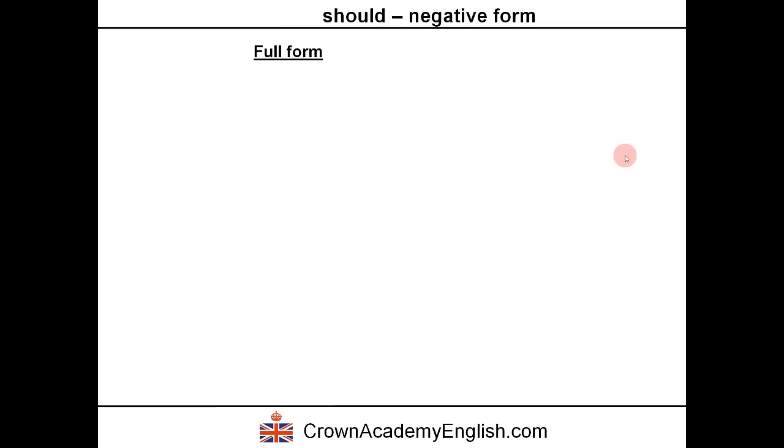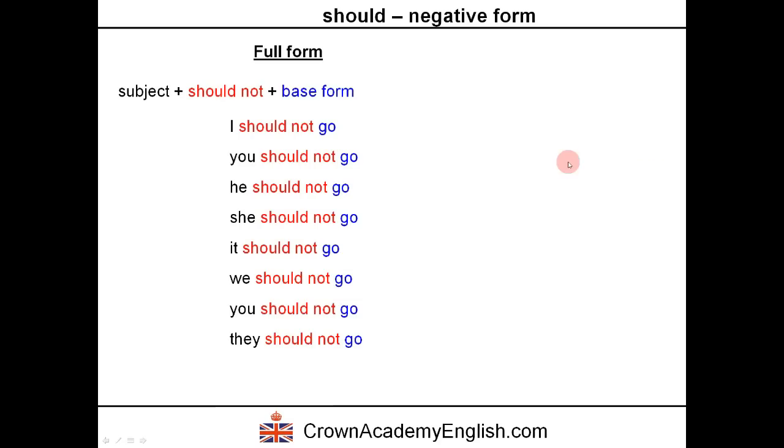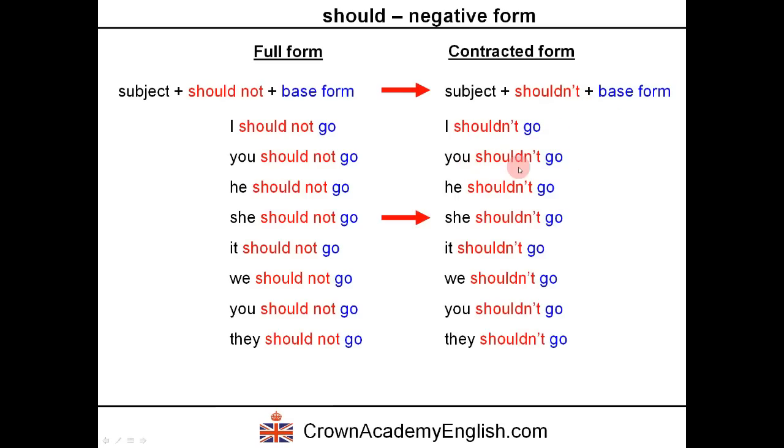The negative. The full form is subject, followed by should not, followed by the base form. Example: I should not go, you should not go, he should not go, etc. And the contracted form, should not becomes shouldn't. Shouldn't. So we have an N apostrophe T. I shouldn't go, you shouldn't go, he shouldn't go, etc.